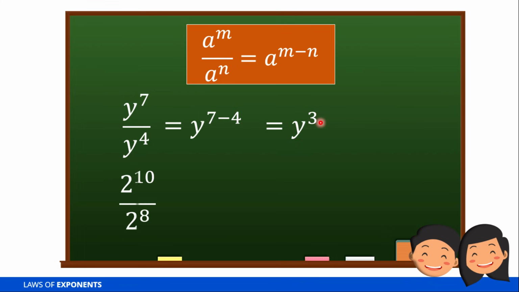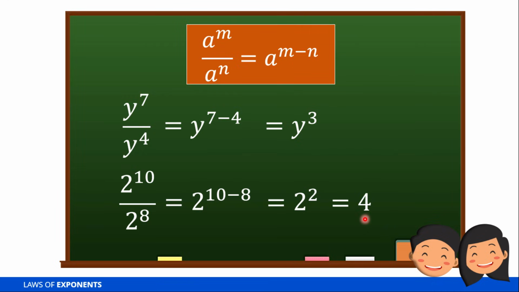Next example. We have 2 to the 10th power divided by 2 to the 8th power. Again, pareho tayo ng base. Okay? Kopyahin lamang natin yan and then isubtract ang mga exponents. So we have 10 minus 8. 10 minus 8, that is equal to 2. So mayroon na tayong expression na 2 squared or 2 to the second power. I-simplify natin ito dahil ang base natin ay isang number. Okay? So 2 squared, that is equal to 4.